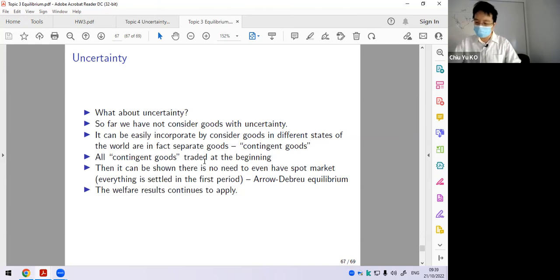Because the world has too many uncertainties, in that case you actually need too many goods. You can always twist the model to say that in each different state of the world there's a different good, but then your model basically expands a lot. That's why general equilibrium actually doesn't work that well.